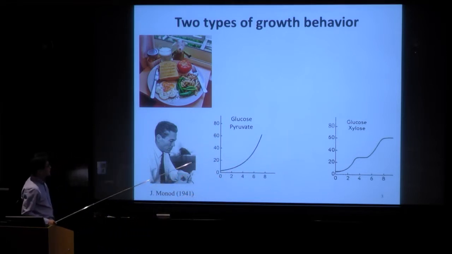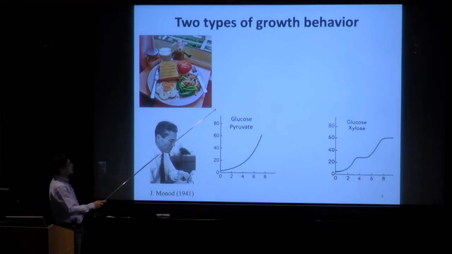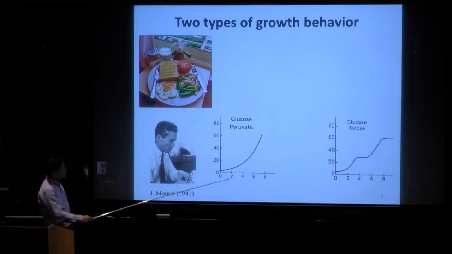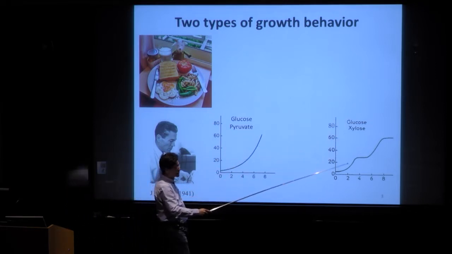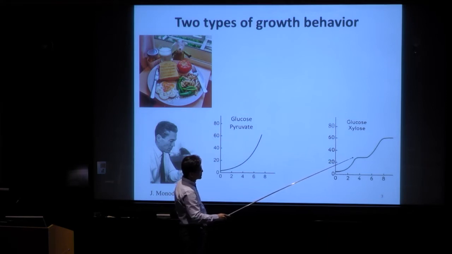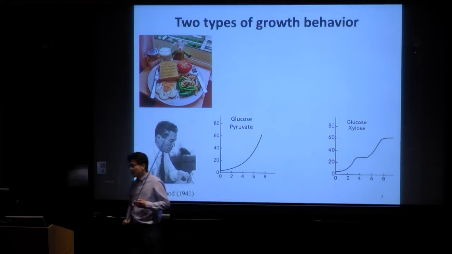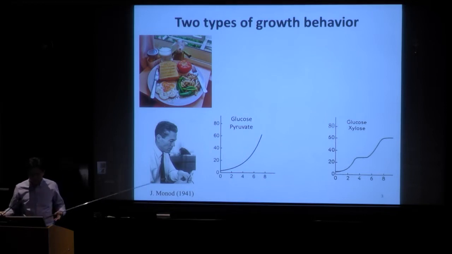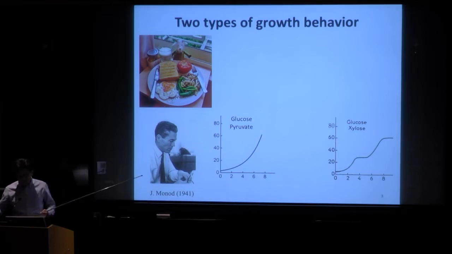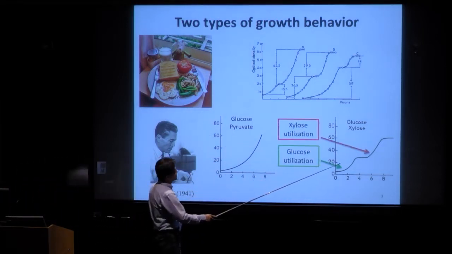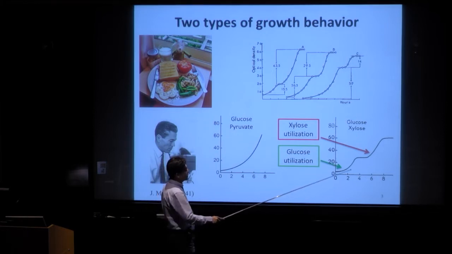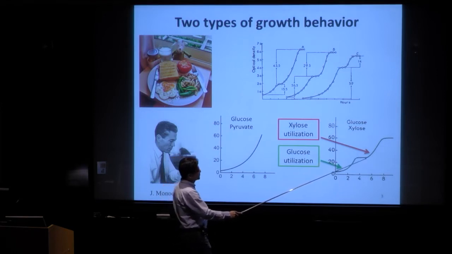And then he found that in some combinations, he got a single exponential growth curve. This is OD, the bacterial density, and this is time. It's a single exponential. In some other combinations, he saw two phases of growth: exponential, then stop growing, and then another exponential. He did a very careful analysis. He's really one of the founding fathers of quantitative biology. He did quantitative analysis, and then concluded that in this case, the bacteria eat one carbon source first. After one source is exhausted, they start to eat the other.